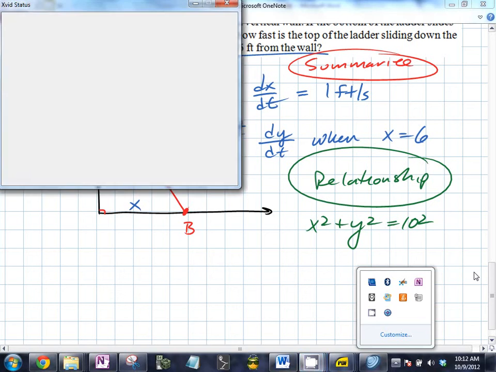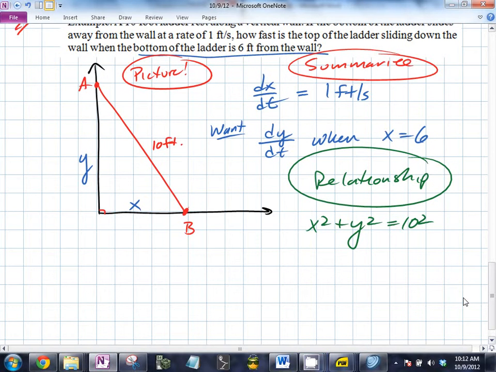We've drawn a picture, we've summarized, and we've come up with a relationship between the two things that we need to link. What's the derivative on the left? What does it turn into, Patrick? 2x dx/dt plus 2y dy/dt equals what? 0. There's the number. There's one common mistake that people make.